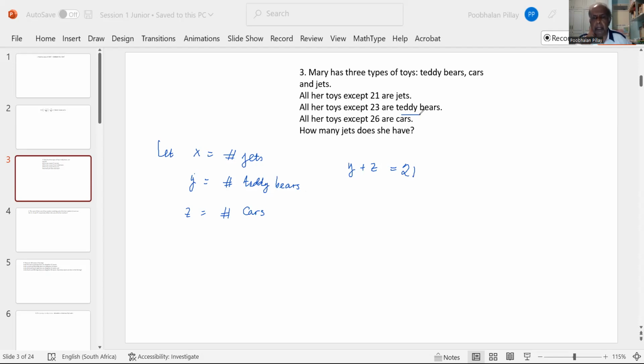And in like manner, if you remove the teddy bears, which is y, from the whole lot, you'll have x plus z equals 23. And likewise, if you remove the cars, right, which is the z, you'll get x plus y equals 26. Okay, so now you've got the equations, but there are 3 unknowns, and the question is, how many jets does she have? So the question is, what is x?